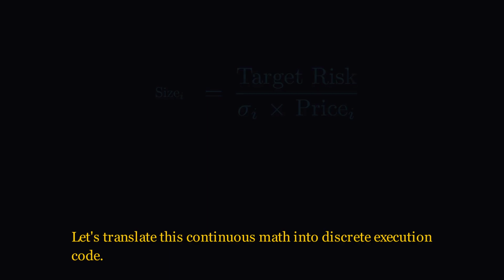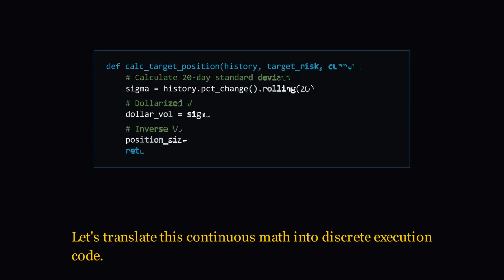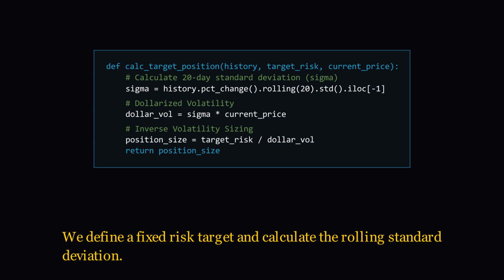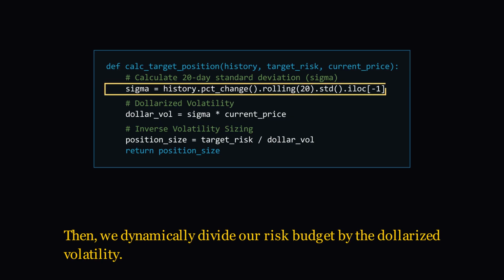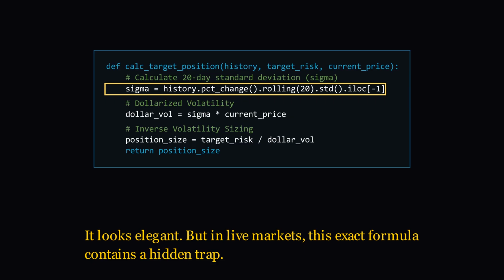Let's translate this continuous math into discrete execution code. We define a fixed risk target and calculate the rolling standard deviation. Then, we dynamically divide our risk budget by the dollarized volatility. It looks elegant. But in live markets, this exact formula contains a hidden trap.